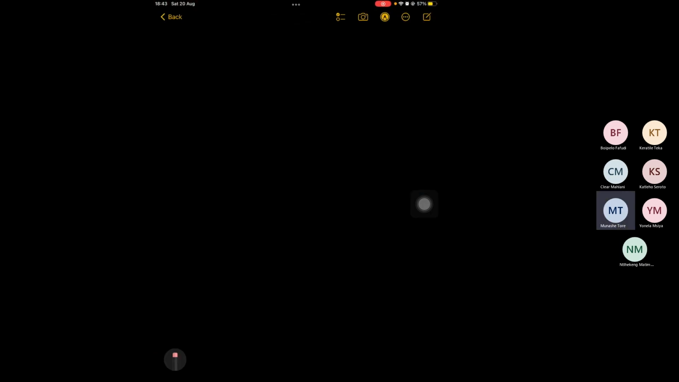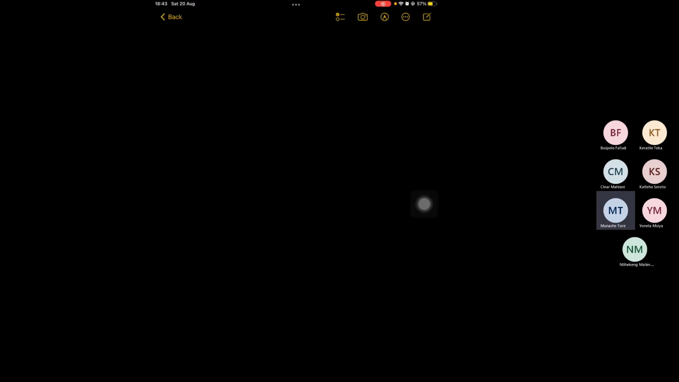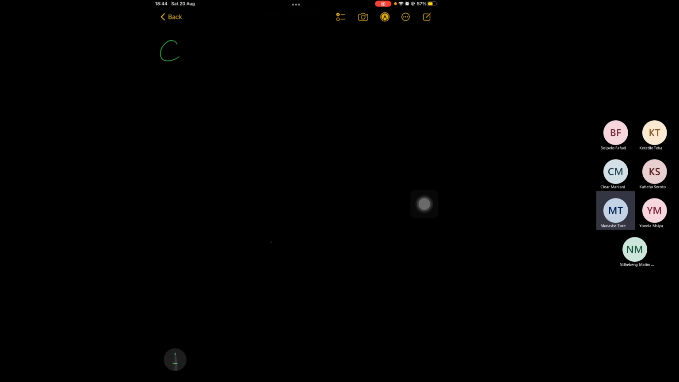Okay, just to confirm before I start, can you see my screen? Can you see my screen? Yes. Okay, so we're starting on counting methods.